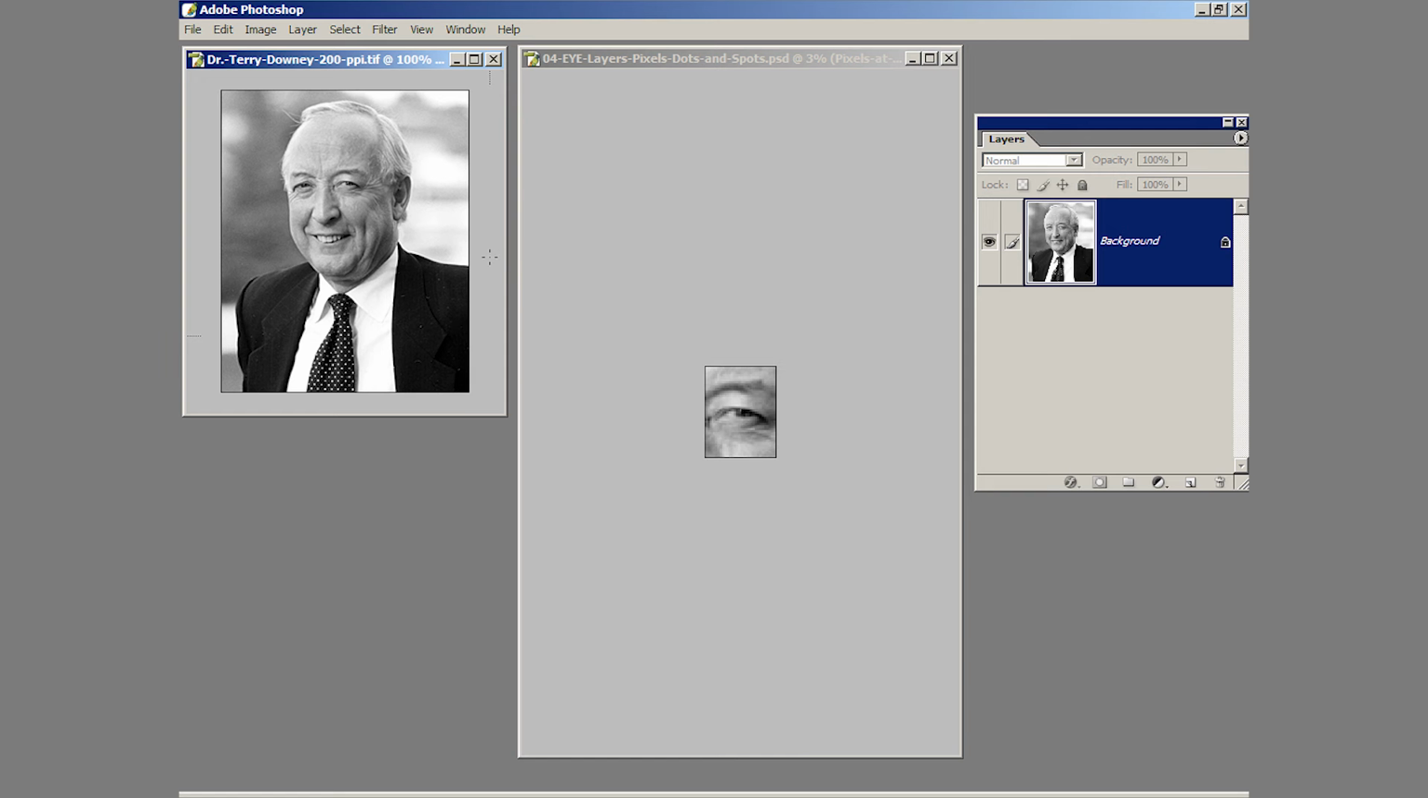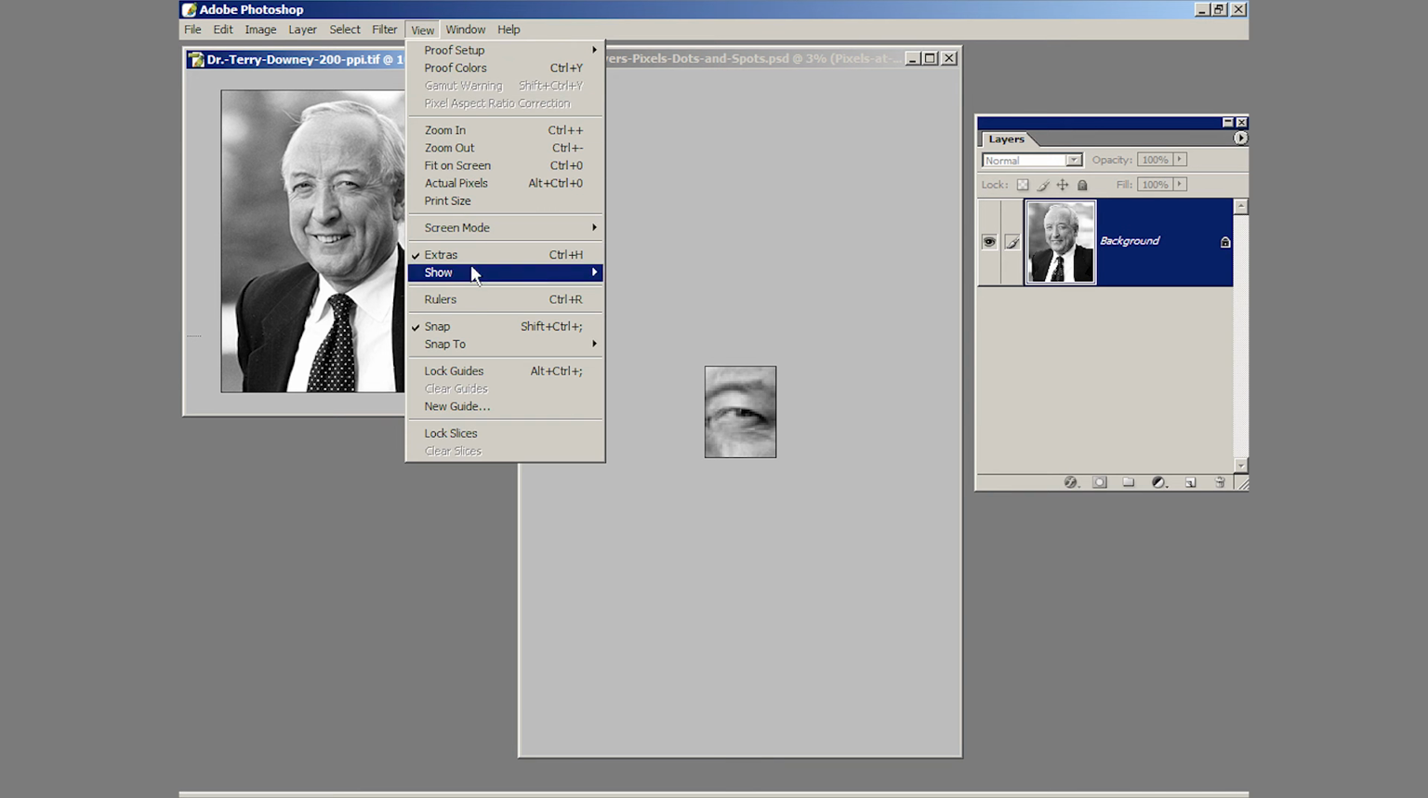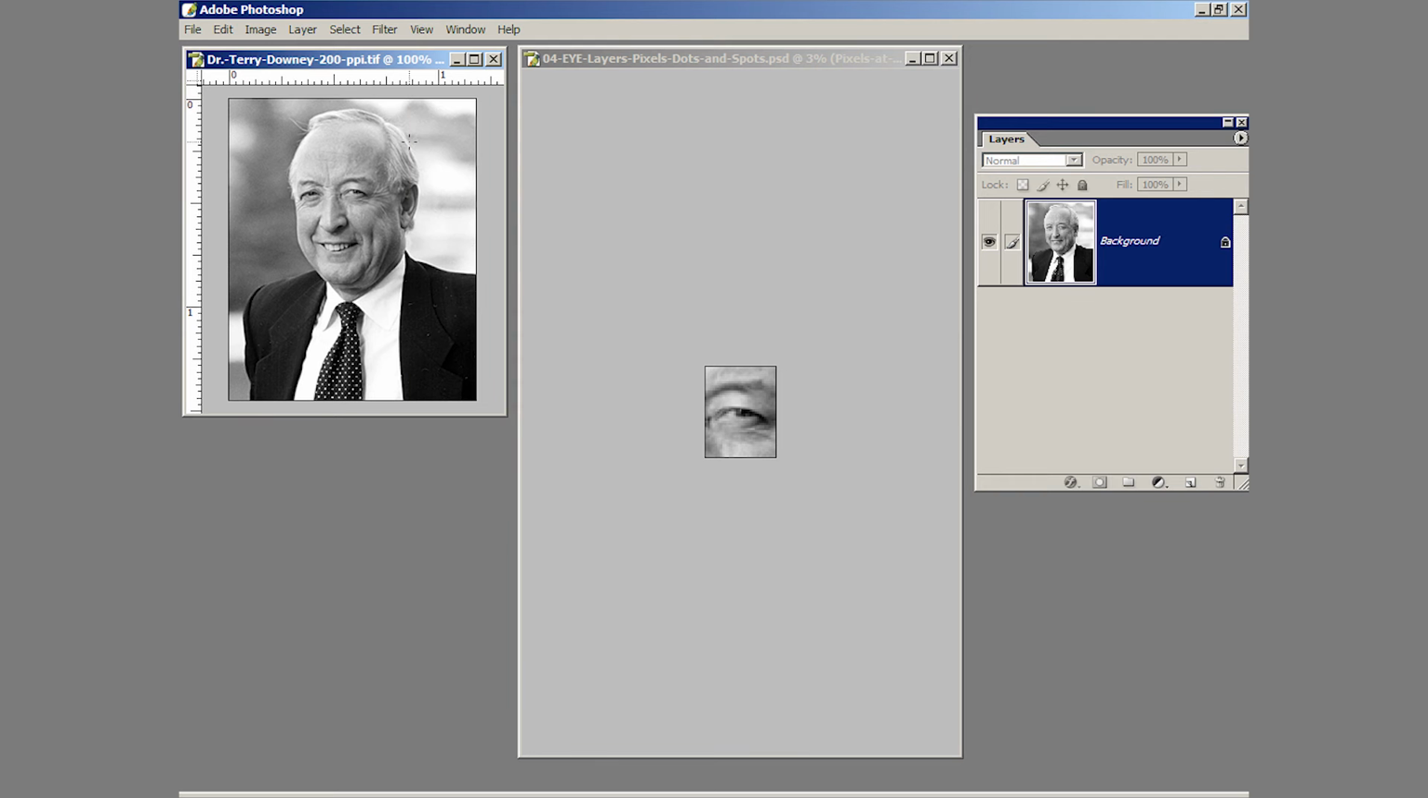I'll turn on the rulers in Photoshop. View, Rulers. You see the size of our image here, measured in inches. I'll right-click on the ruler and select Pixels from the list of available options. Now you see the measurements of our image expressed in pixels on the horizontal ruler and on the vertical ruler.